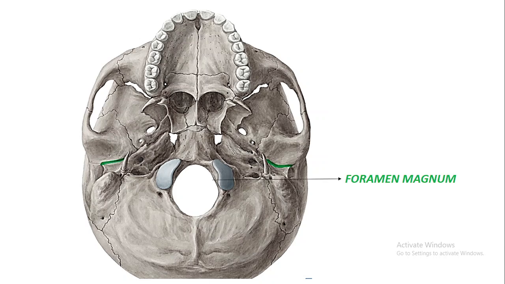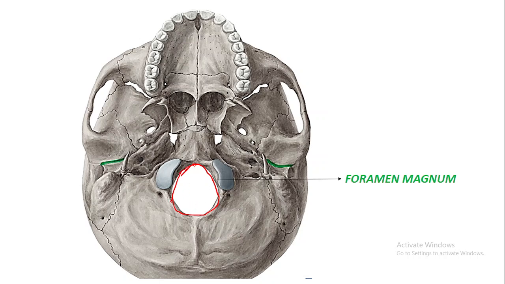Now, coming to the foramen magnum. This is the largest foramen present in the skull base. It is oval in shape. Anteriorly it is narrower as compared to the posterior part. Posteriorly it is broader. So this is the foramen magnum. It is present in the anteromedial aspect of the occipital bone, and this is the deepest region of the posterior cranial fossa.